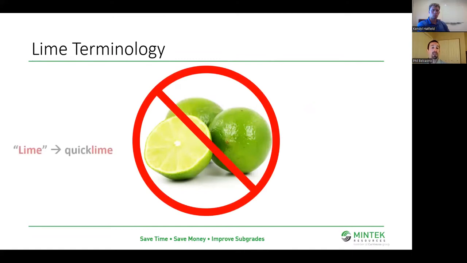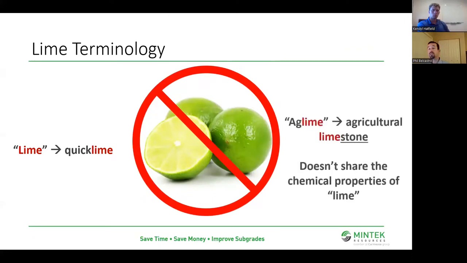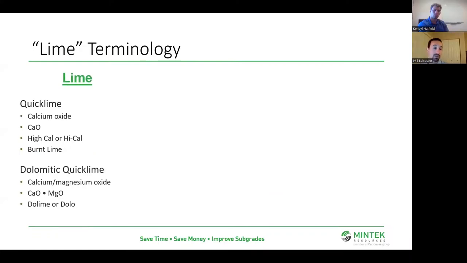Okay, when I say lime today, what I'm referring to is quicklime, calcium oxide. So right off the bat, I want to also say that we are not talking about ag lime or agricultural limestone. It doesn't share those chemical properties of the quicklime that we're looking for. So I know it can be a little confusing, but right off the bat, not ag lime. So when I say lime, we're talking about quicklime, like I said, calcium oxide. It can be referred to as high cal, burnt lime, hot lime. If we have a portion of magnesium in there coming from dolostone, makes it a dolomitic quicklime. Just has, like I said, magnesium present in there, calcium magnesium oxide. So those are my quicklime terms.